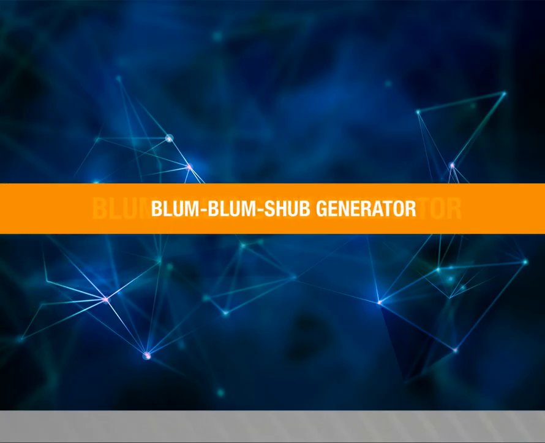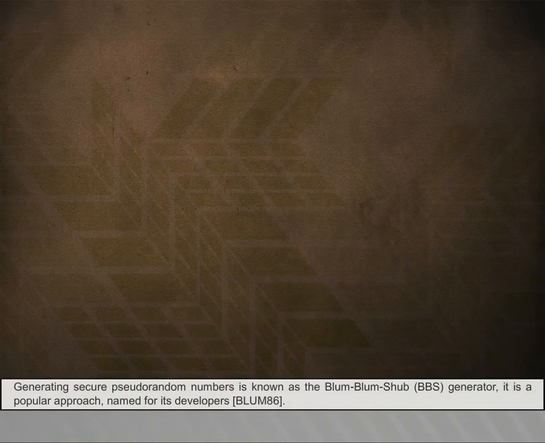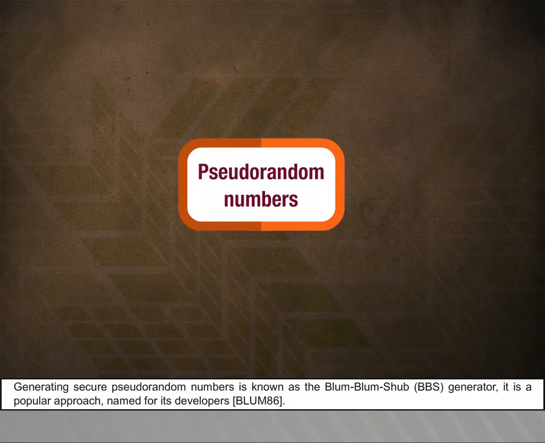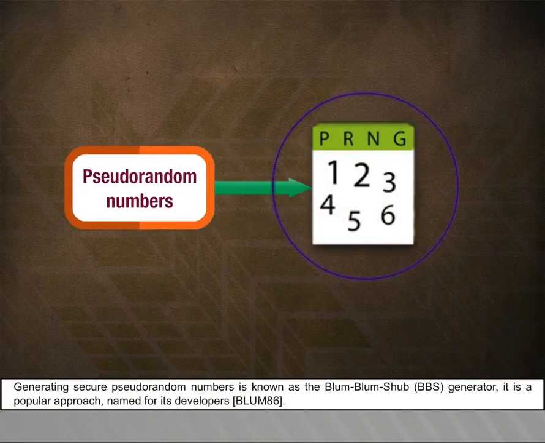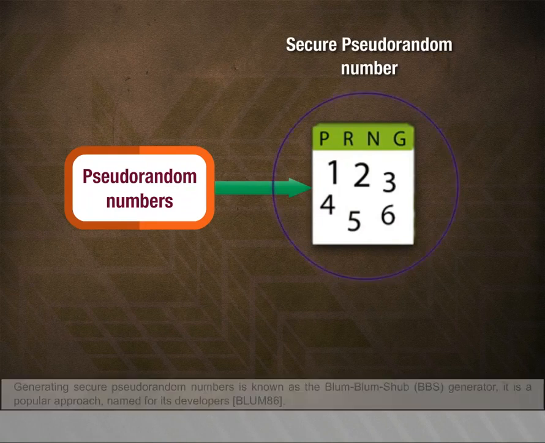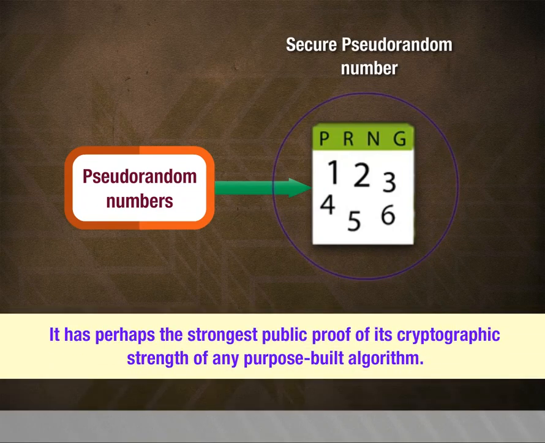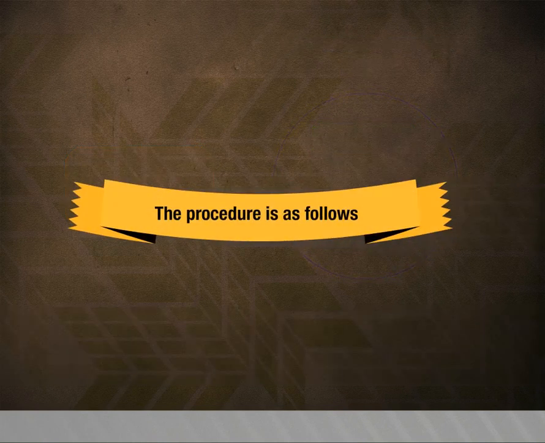Blum Blum Shub generator. In this video, we are going to see about the Blum Blum Shub generator. A popular approach to generating secure pseudo-random numbers is known as the Blum Blum Shub generator, BBS. It is named for its developers, Blum, Blum and Shub, 1986. It has perhaps the strongest public proof of its cryptographic strength of any purpose-built algorithm. The procedure is as follows.